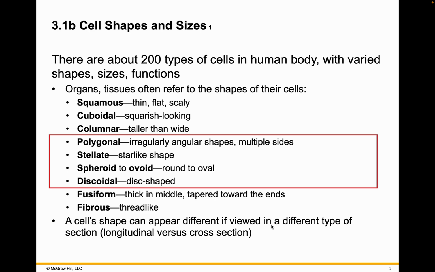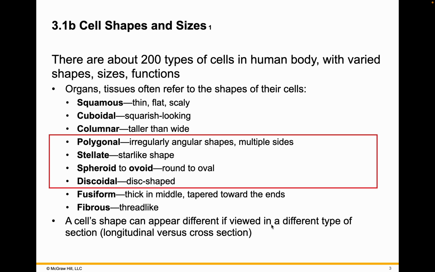The most common ones we'll see are squamous, which are thin, flat, and scaly looking when looked at from above. Cuboidal, which are roughly the same width as height. Columnar, that are taller than they are wide. A fusiform shape we're going to see in smooth muscle. And fibrous cells would make up a lot of skeletal muscle as well as other places.